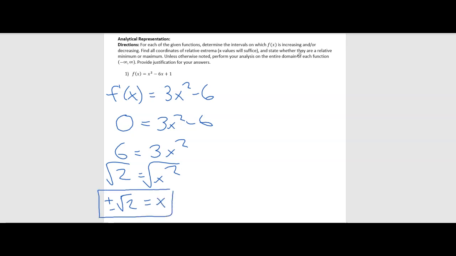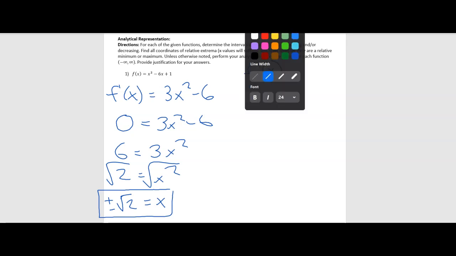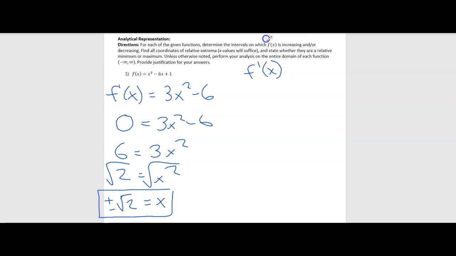So we have two zeros. We have x is equal to plus the square root of 2 and x is equal to minus the square root of 2, or negative root 2. And this is what I'm going to do here, and you're going to use this technique quite a bit throughout the course. I'm just going to draw a little number line representation of our derivative. So this is essentially the domain of my derivative.